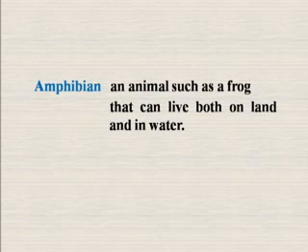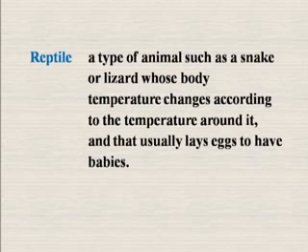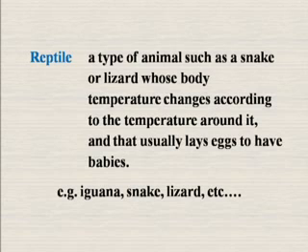And the next one is amphibian. This is an animal such as a frog that can live both on land and in water. Example, salamander, frog, toad, etc. And another one is reptile. It's a type of animal such as a snake or lizard whose body temperature changes according to the temperature around it, and that usually lays eggs to have babies. Example, iguana, snake, lizard, etc.